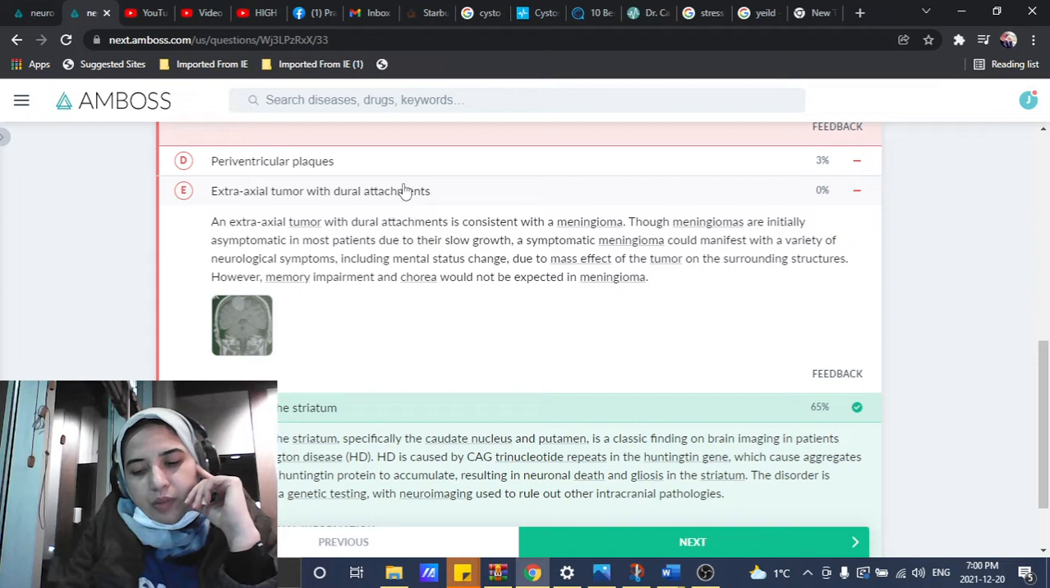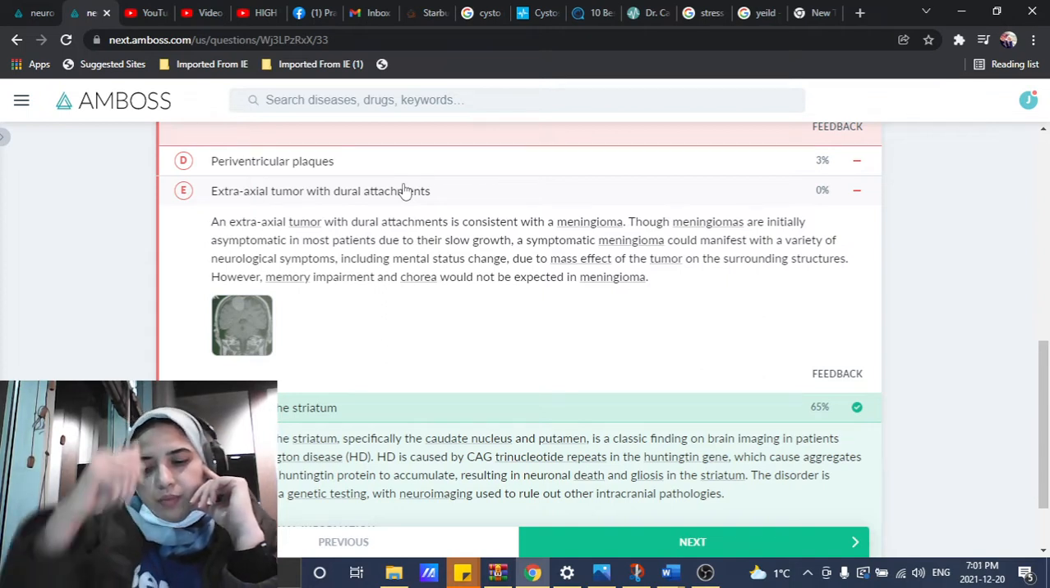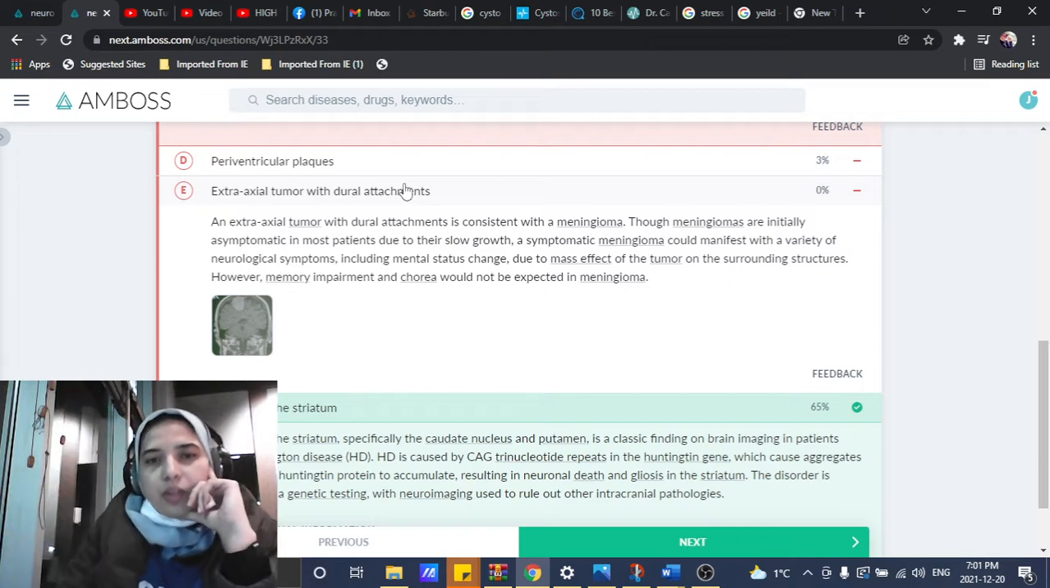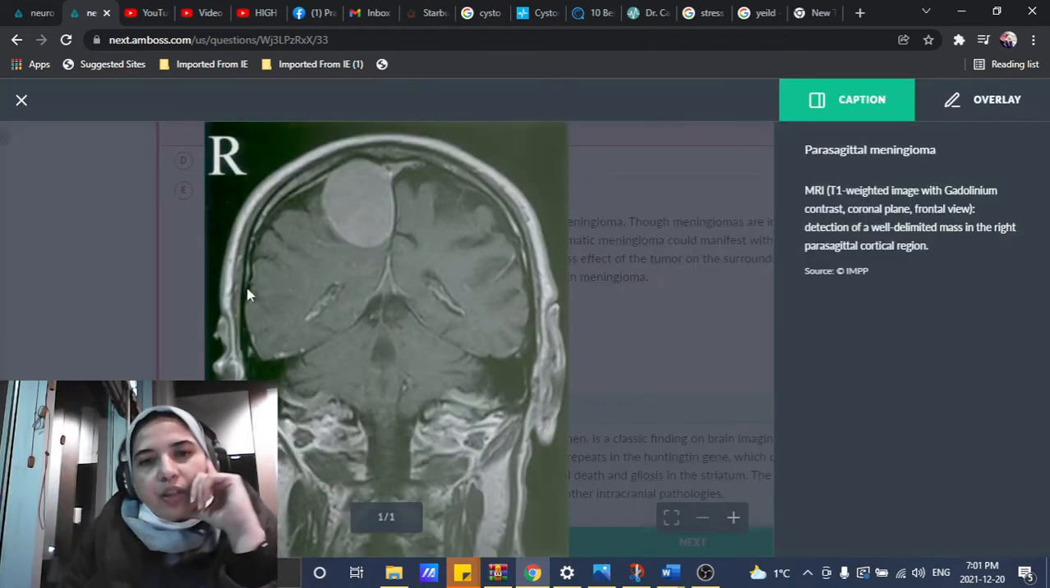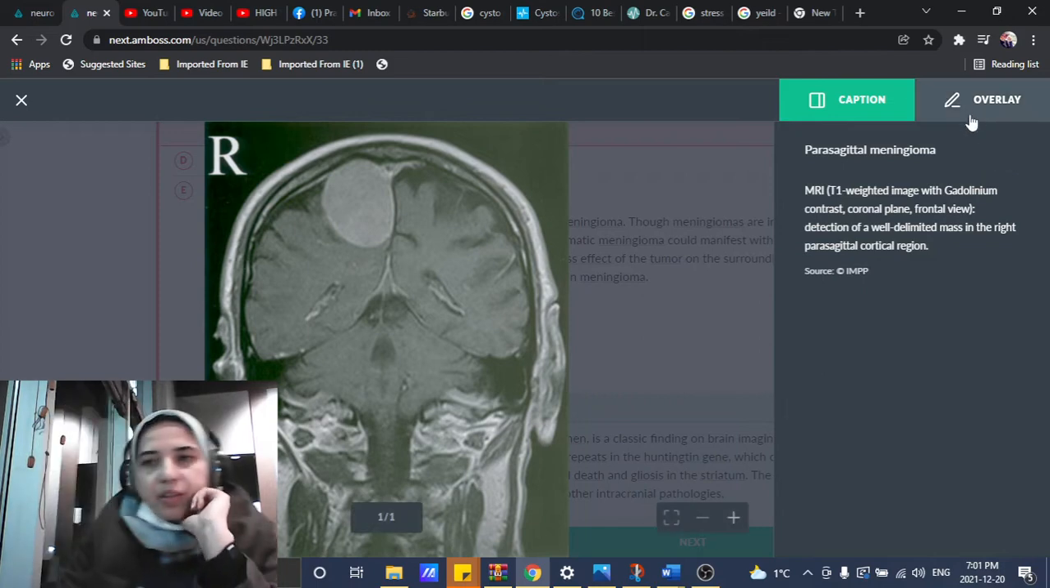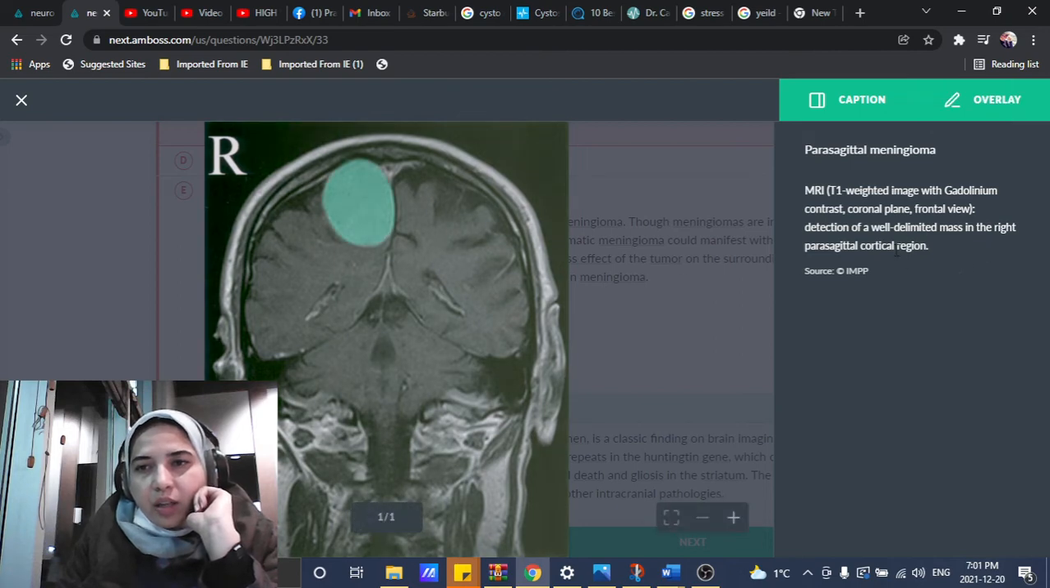And I believe it's referred to as like rat tail, because you can actually see it tapering at the end. So that's what it would look like. You can always click the picture and you can see the parasagittal meningioma. And here would be the rat tail over here. That's your overlay. Well demarcated mass in the right parasagittal cortical region.